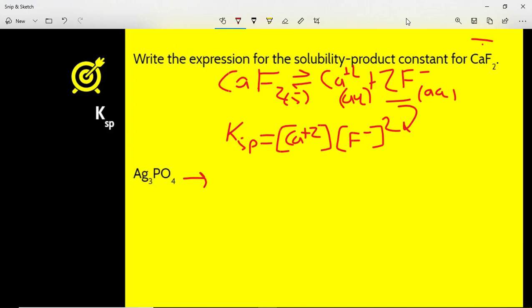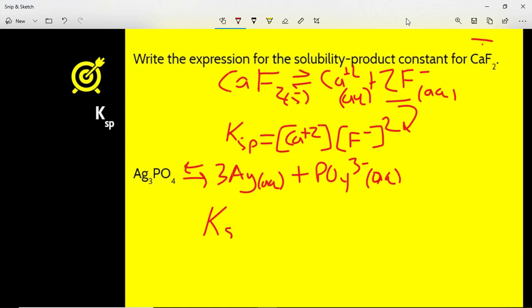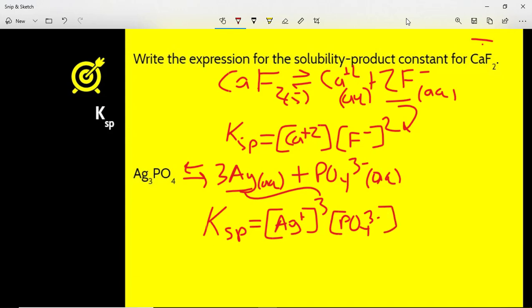Same process here. We're going to take that, I'm not going to rewrite it. We're going to get 3 silver aqueous ions and 1 PO4 3 minus ion. So again, we do the exact same thing. So our KSP is equal to Ag cubed, and that comes from there, and PO4 with the 3 minus charge. All right, pretty straightforward on how to go through and put those together. Let's move on.